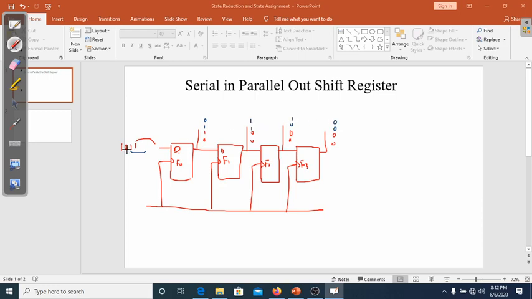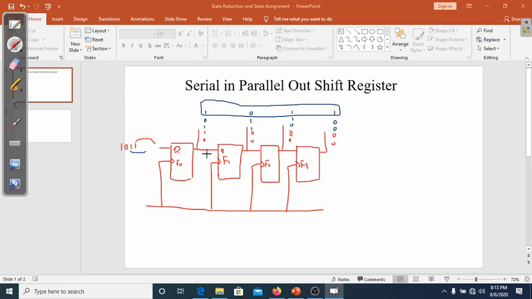On the fourth clock pulse, the fourth positive edge triggered clock pulse, this would be the input. Now it will become the output 1. This input would be the output of this flip-flop 0. This input would be the output of this flip-flop. So on the fourth clock pulse, we will get the output 1, 0, 1, 1.